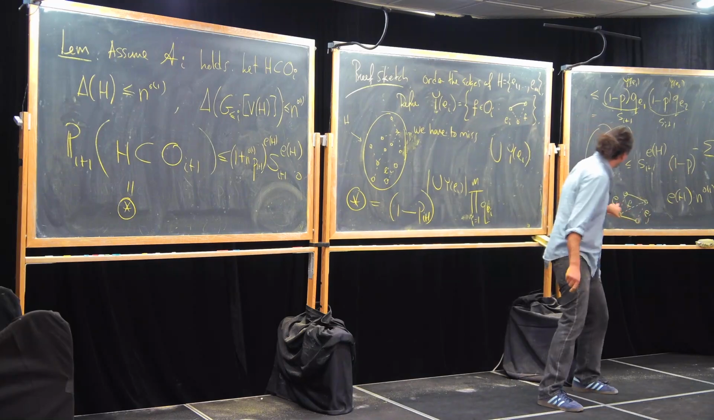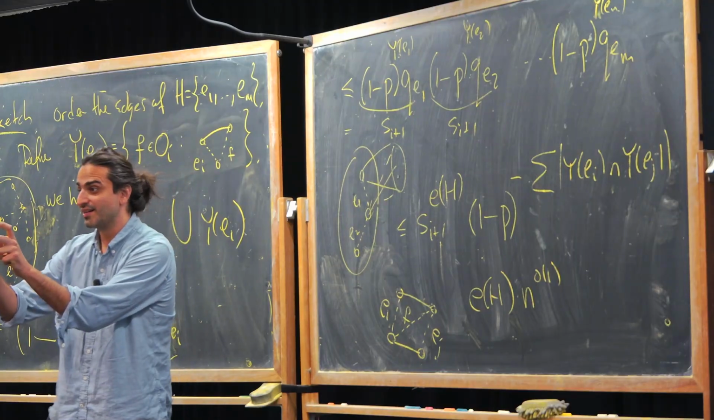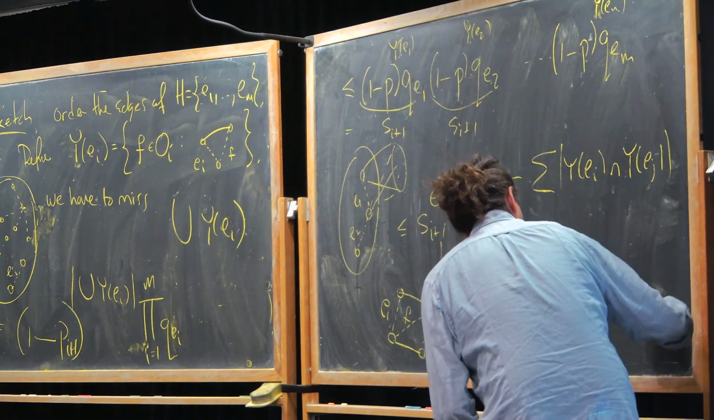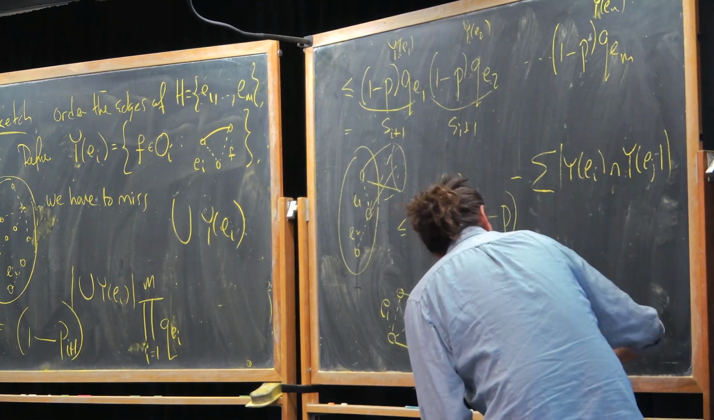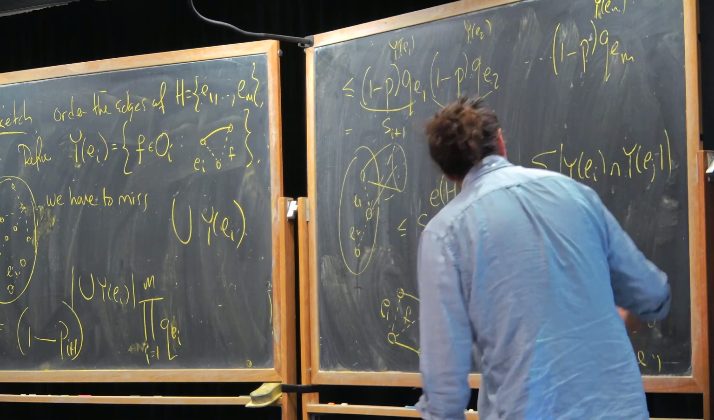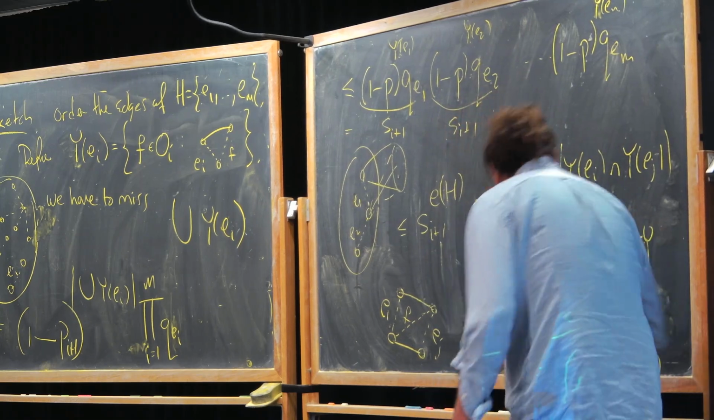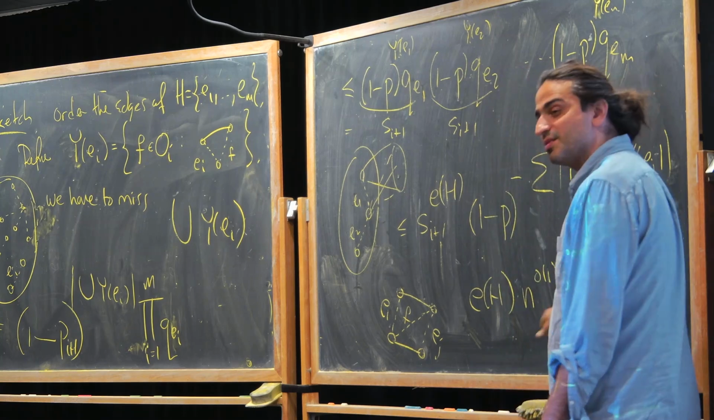But there's another way for two edges to be: they could be adjacent. So I could have this picture. Here's E_i, here's E_j. There has to be some edge that closes them both. It has to look like this. And now we're going to do some similar counting.